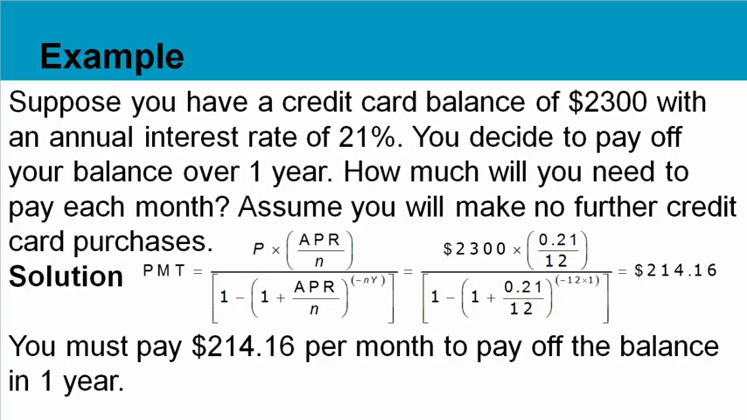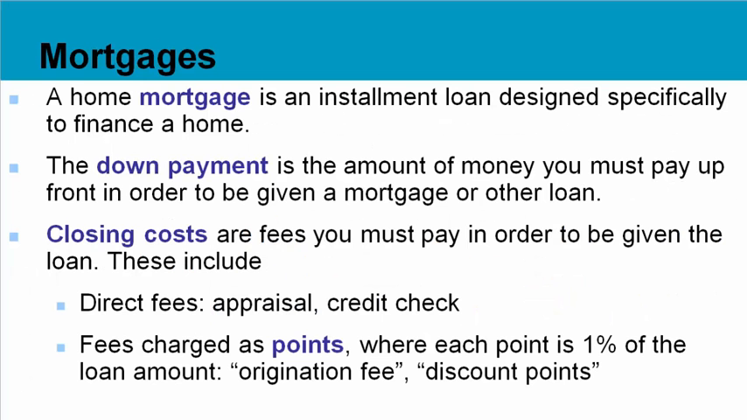So you put in your principal of 2,300, you put in your APR, you do all that stuff. You need to pay $214 and a little bit each month for 1 year. Well, if you do the math, you'll see that that's a lot more than $2,300. So you're much better off if you can pay more of it off in the beginning, and then you end up paying less interest in the end.